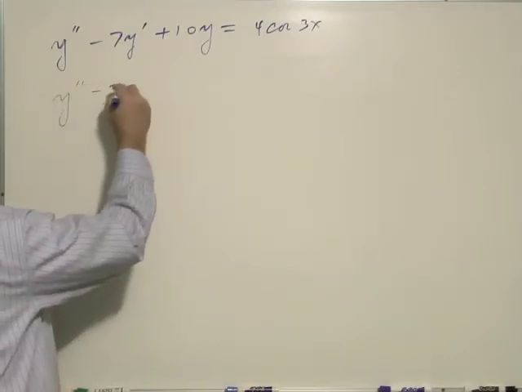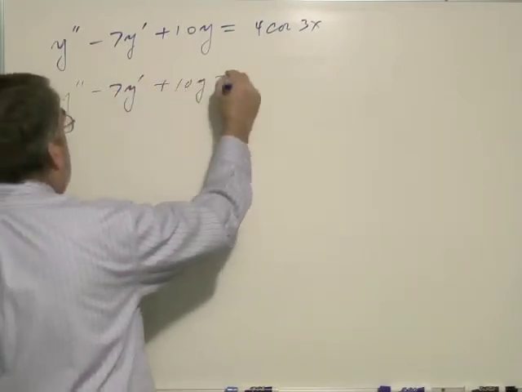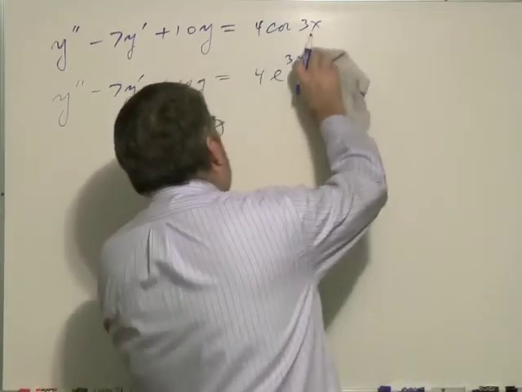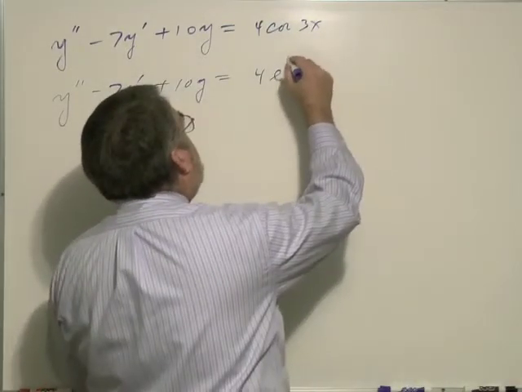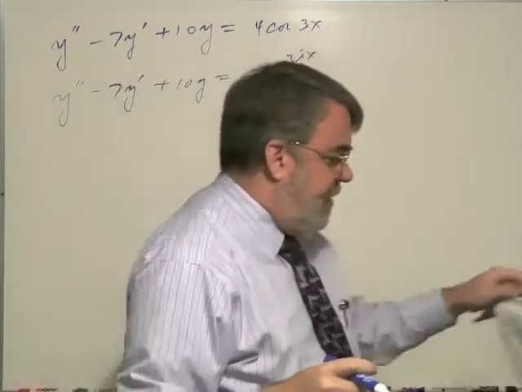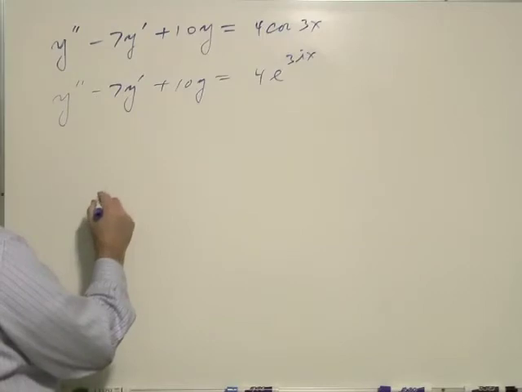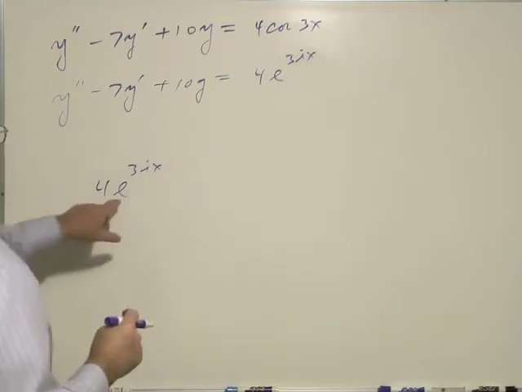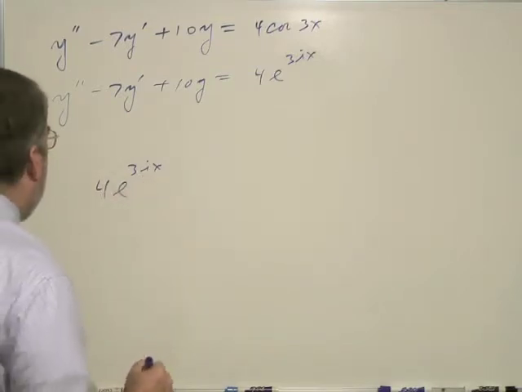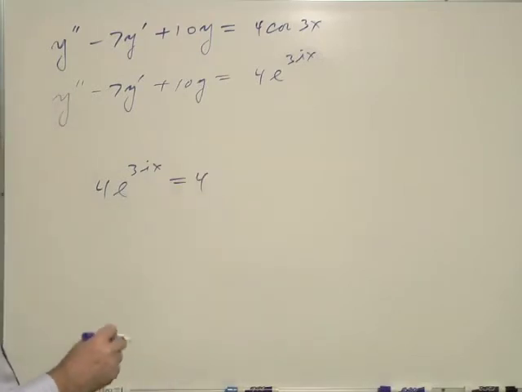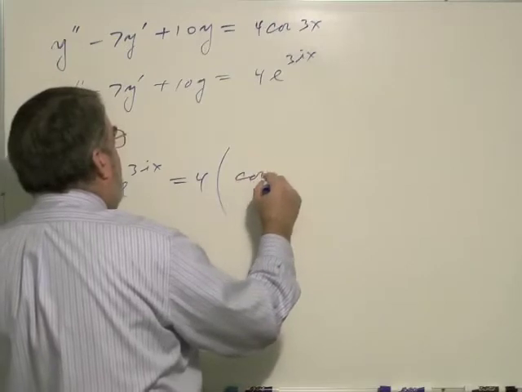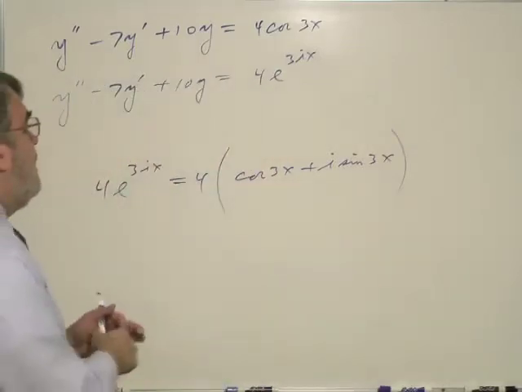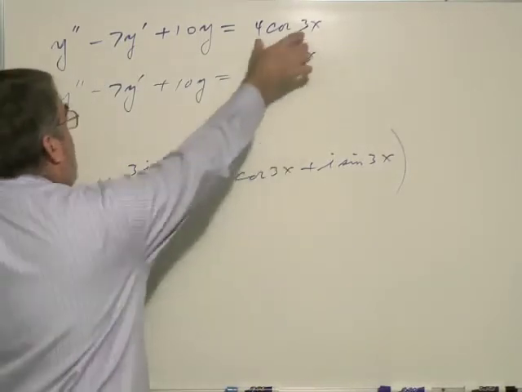y double prime minus 7y prime plus 10y equals 4e to the 3ix. Oh, sorry, that's not quite what I meant. So I'm using the Euler formula, where you have e raised to an imaginary power there. This would be the 4 on the outside, times the cosine of 3x plus i times sine of 3x. So this expression contains 4 cosine 3x.